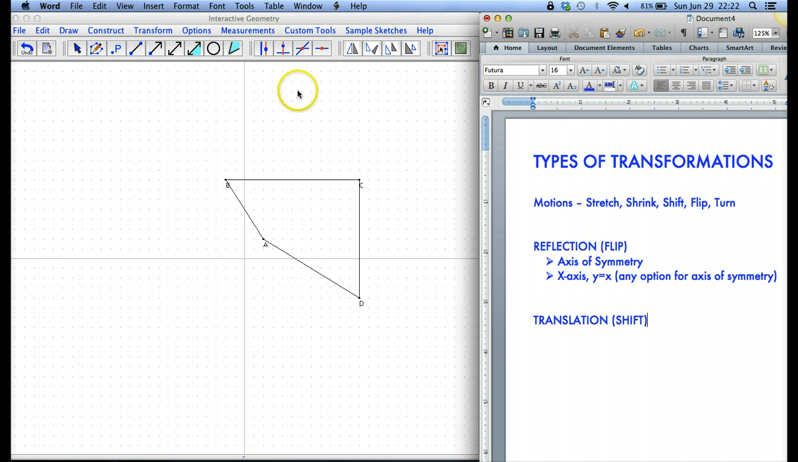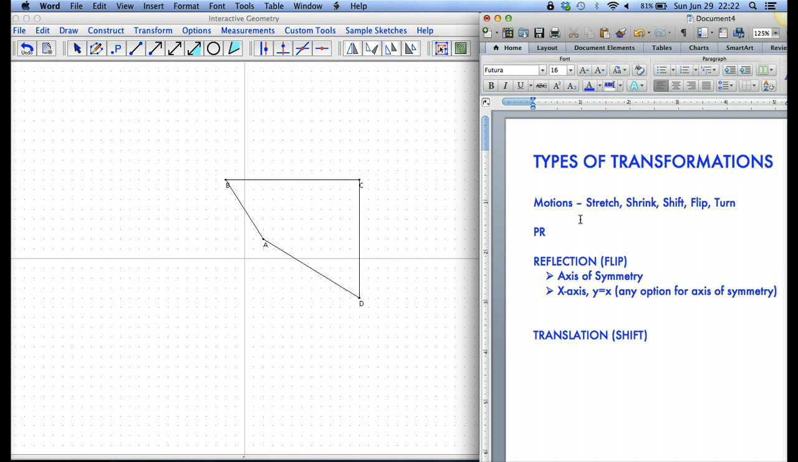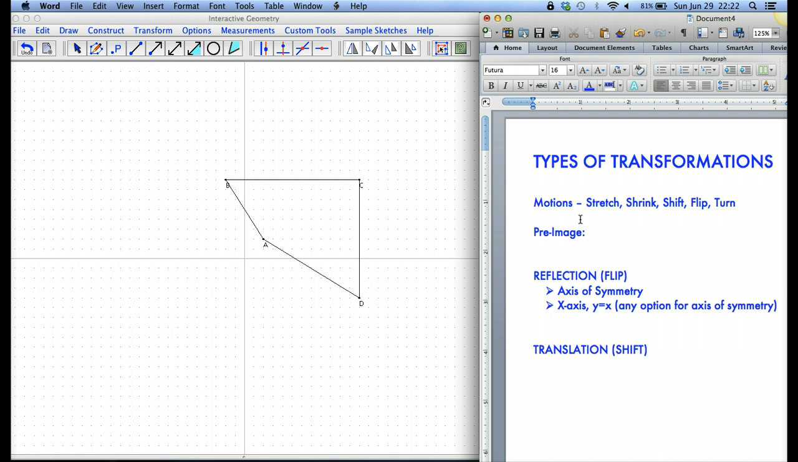Meaning that we can shift it upward, we can shift it downward, we can shift it left, or we can shift it right. Before I move on, I want to talk about one main idea that's going to recur throughout the different kinds of motions that we discuss, and that's the notion of a pre-image and an image. What we're looking at now is our pre-image.